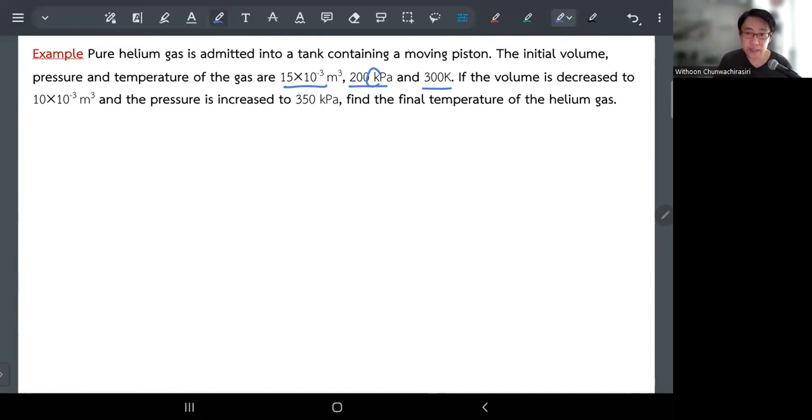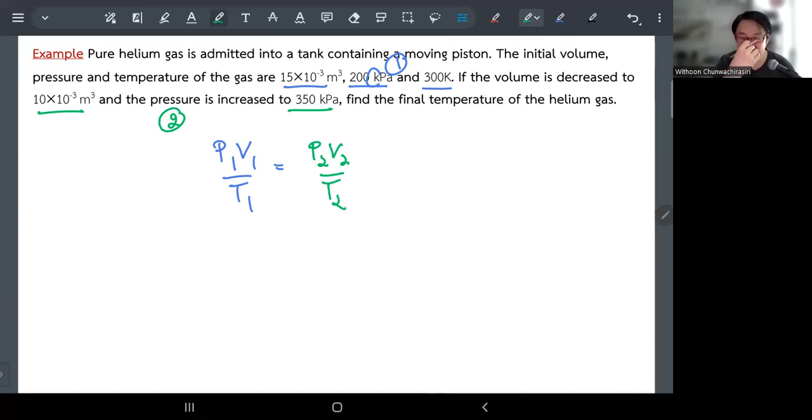Now, if the volume is increased to a new value, so you have a new volume and a new pressure, find the final temperature of the helium gas. This is just a comparison between two conditions of gas. I can call one condition number 1 and the bottom one condition number 2. So I can use P1 V1 over T1 equals P2 V2 over T2.